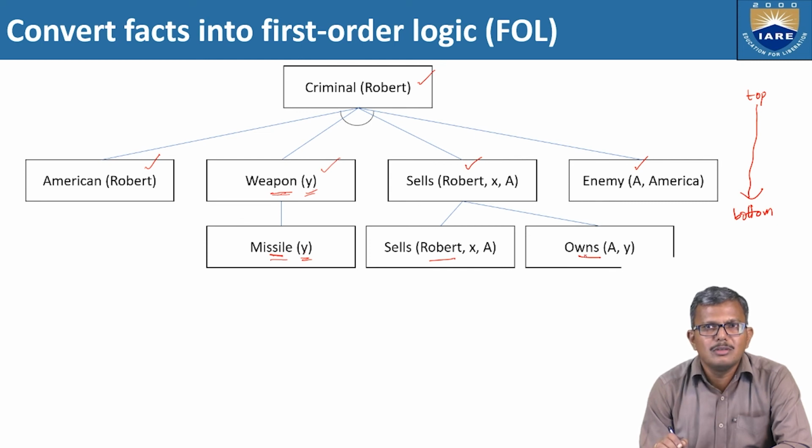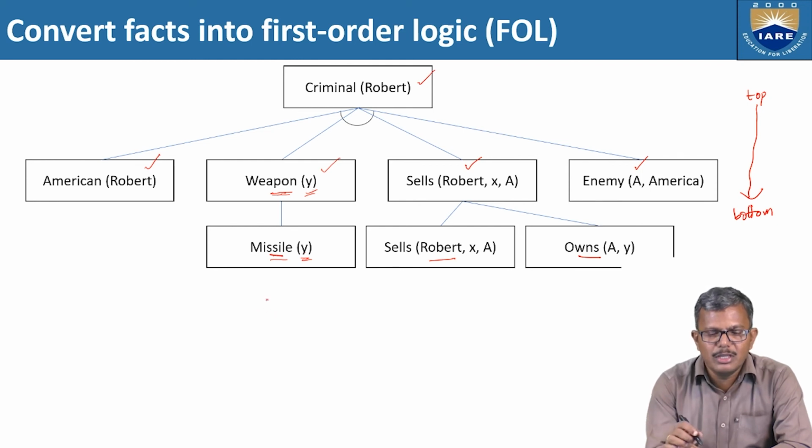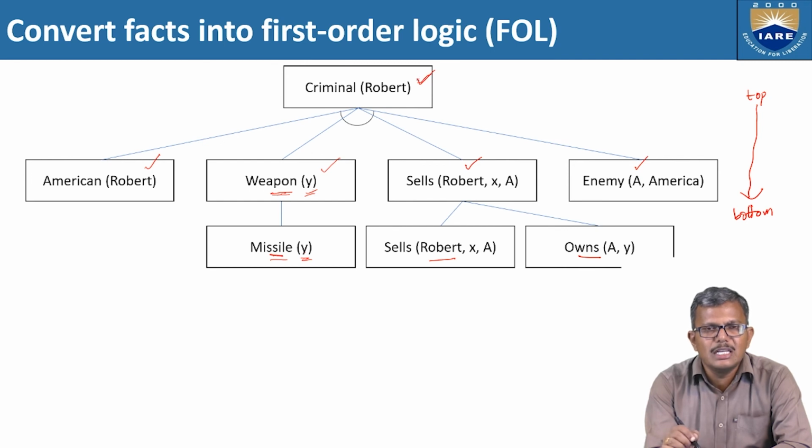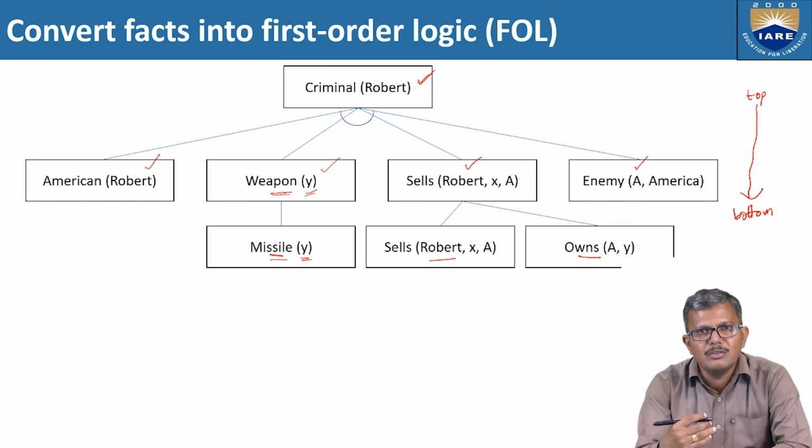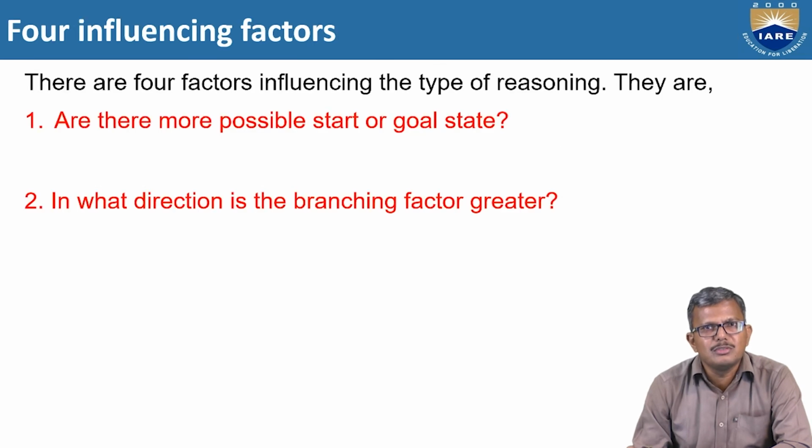owns. Initially, in forward reasoning, we take the help of the facts available and try to prove that Robot is a criminal. But in backward reasoning, we start from this point, directly telling that Robot is a criminal. So we continue our search process to collect the evidence. What are the evidences available to prove that Robot is a criminal? That evidence is nothing but utilizing the facts that are given to us. So this is the backward reasoning approach.